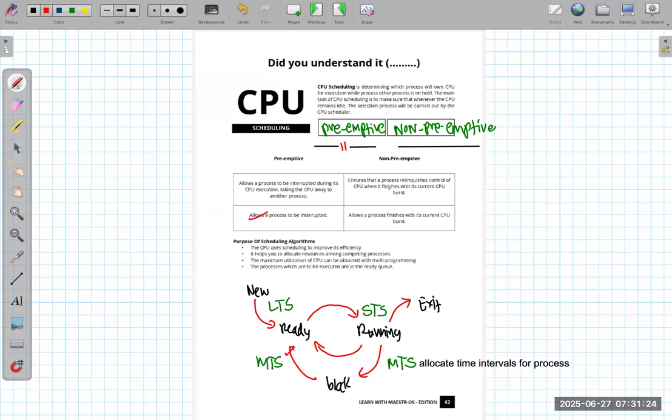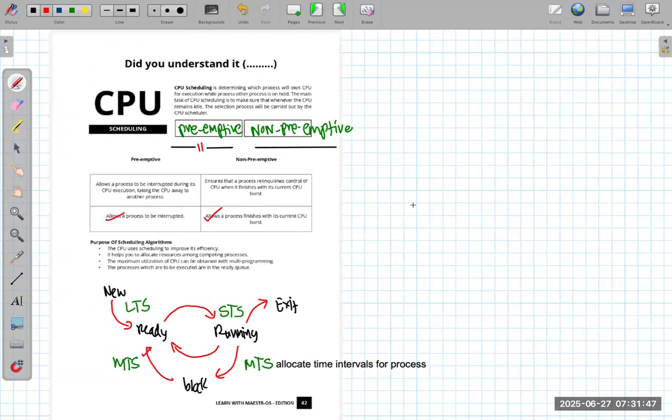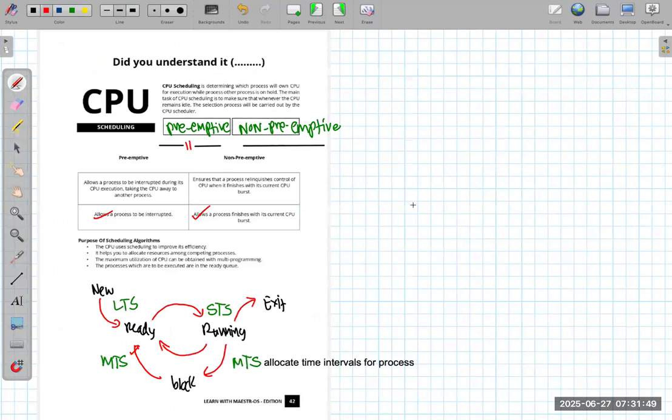But if I'm doing it for the whole time, for example, when you are watching a movie, that is non-preemptive. It allows a process to finish its current CPU burst. It ensures that the process relinquishes control of the CPU only when it finishes its current burst time, so it does not get interrupted in the middle. Sounds okay? Did you all get the concept?